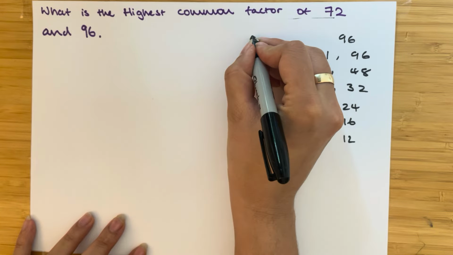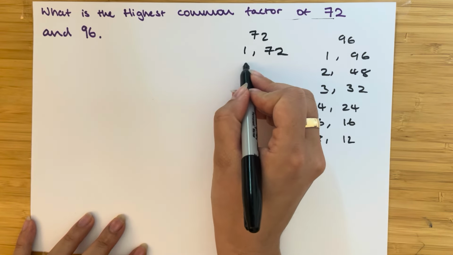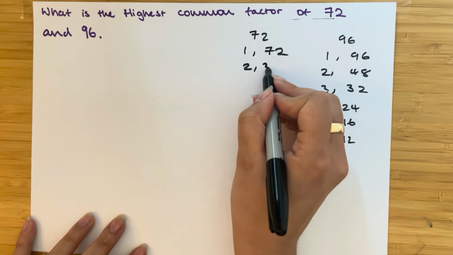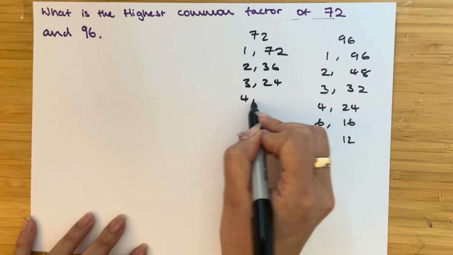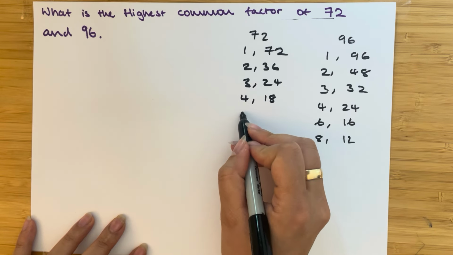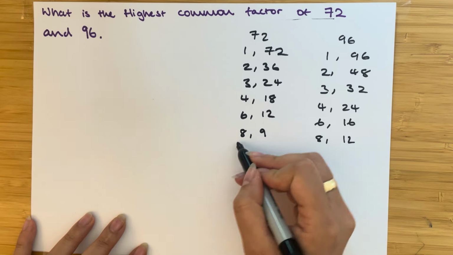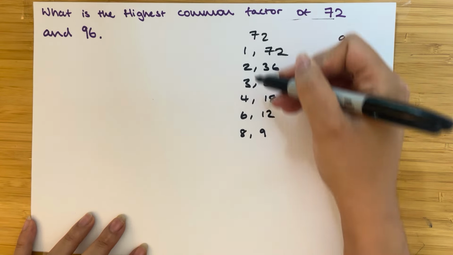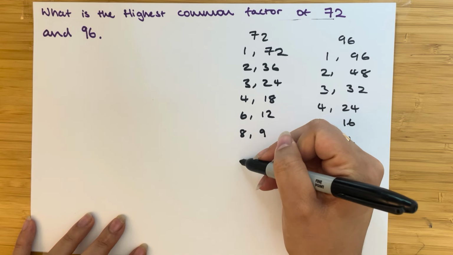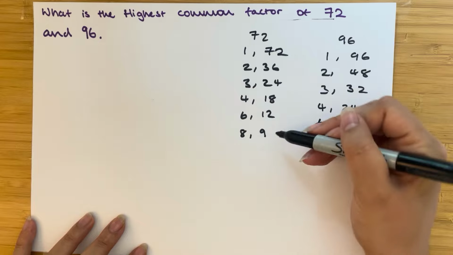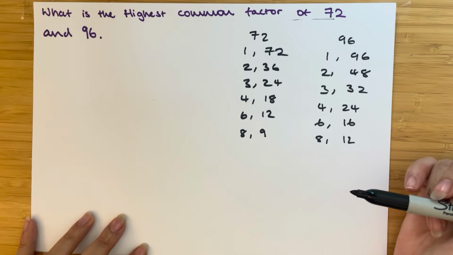So 72: 1 and 72, 2 and 36, 3 and 24, 4 and 18, 6 and 12, 8 and 9. And then if we carry on going down with finding the next factor, the next one would be 9, which would be this one here. So we'd actually start going up this side. So I'm confident that I've listed them all.